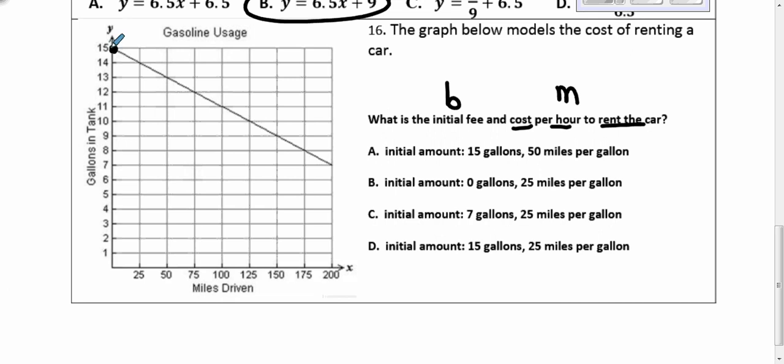The b is the easiest. There it is. It's 15. Initial amount, 15 gallons. That's good. This could be the answer. Initial amount, 0 gallons. Wrong. Initial amount, 7 gallons. Wrong. Initial amount, 15 gallons. Could be correct.